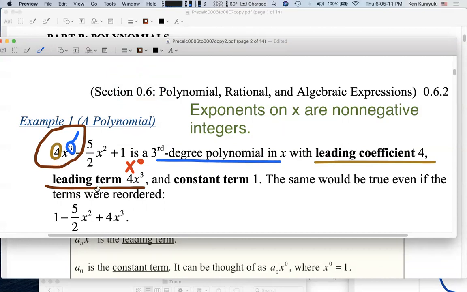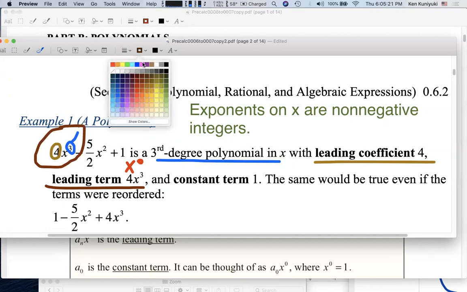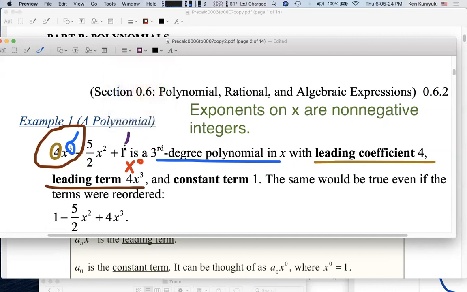So the leading term is very powerful. If you tell me the leading term for a polynomial, I already know a lot about the polynomial. We'll see that in chapter 2. And then on the other hand, here's this little guy here. The constant term is 1. If you don't see a constant term, something that's a number without an x or an x squared next to it, then it's 0. So if we didn't have the plus 1, the constant term would be 0.